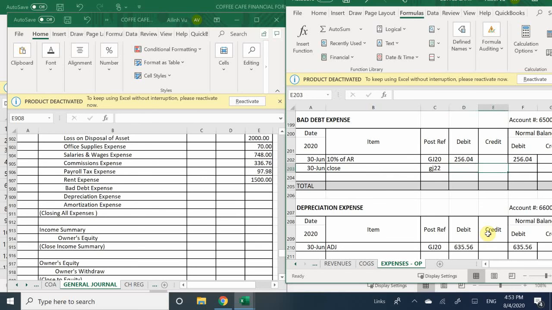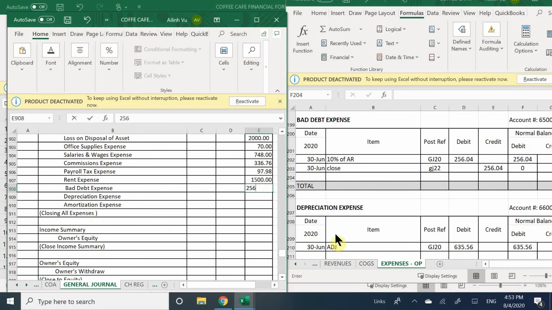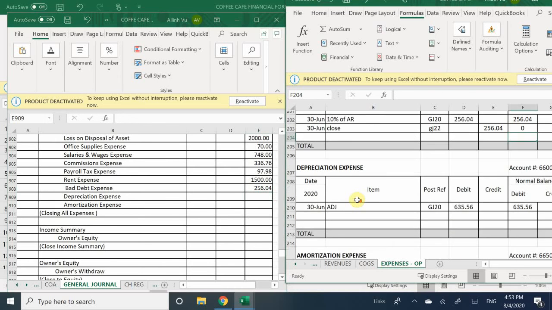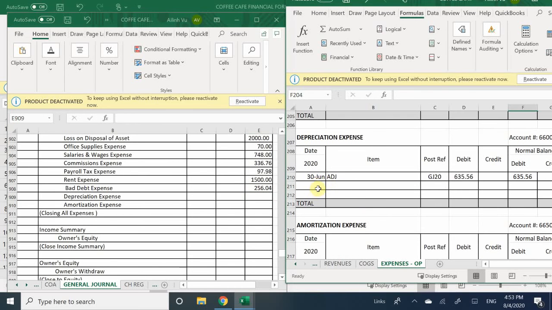And now that it's a debit balance, we're going to credit it for $256.04. So 256.04. All right, last two ones that we have left is depreciation expense, which yesterday we spent the whole day doing.